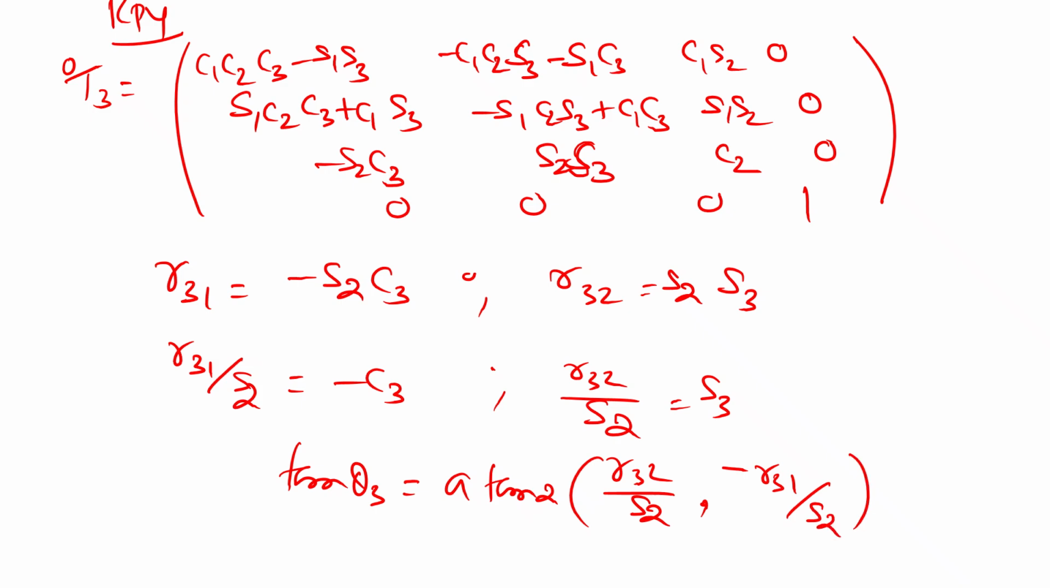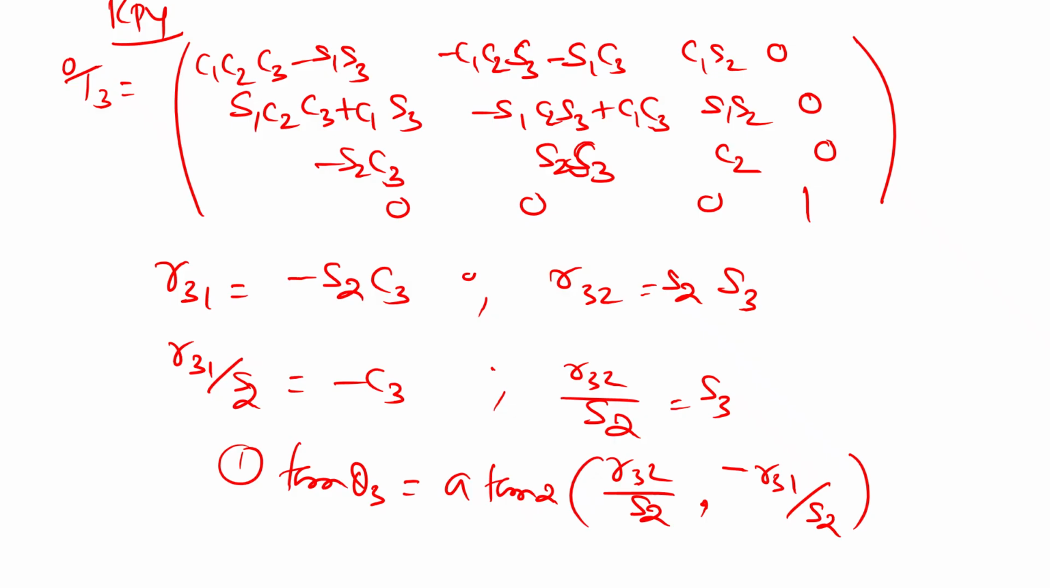If any desired values are given, just locate R32 and minus R31. Because of S2, if you divide, S2 will be cancelled. Just take the ratio of R32 and minus R31 and take tan inverse, and that will be your theta 3. So we found the value for theta 3, number 1. Then how will you find theta 2?